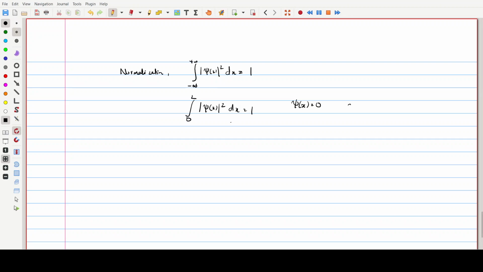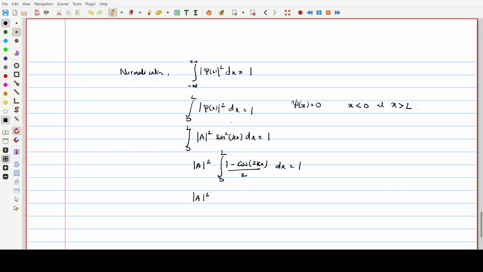Wave function 0 for x less than 0 and x greater than L. Okay, so the wave function is already known to us. So it is 0 to L, mod A squared, sine squared kx dx equal to 1. So mod A squared, the sine squared can be written as 1 minus cos of 2kx by 2. Or to integrate it between 0 to L over dx, it must be 1.